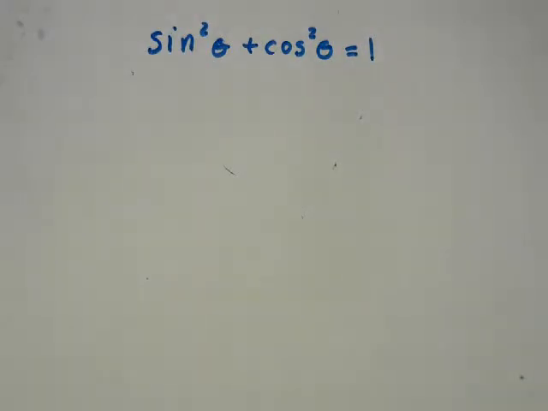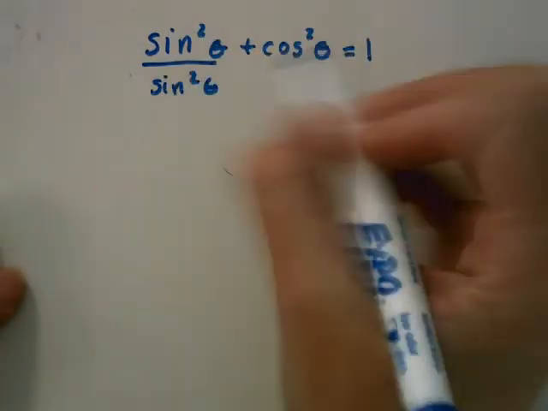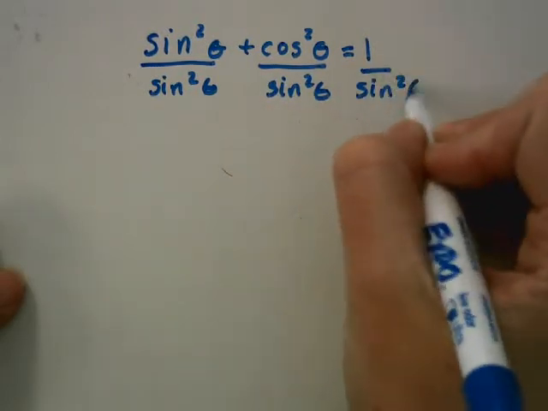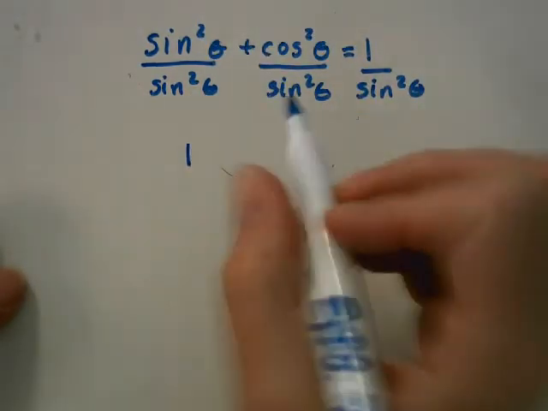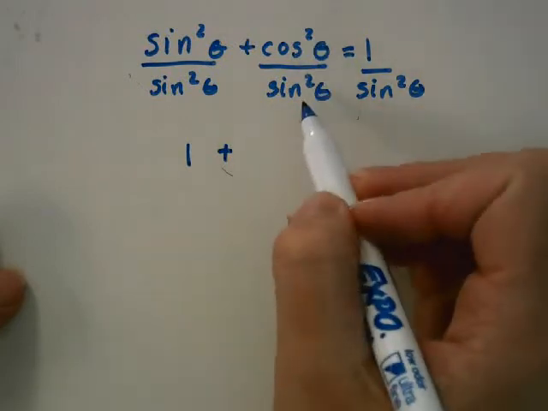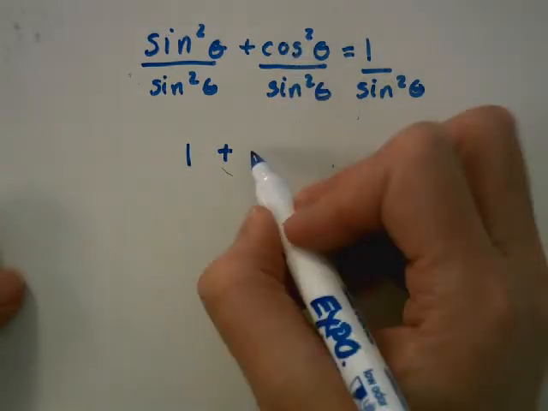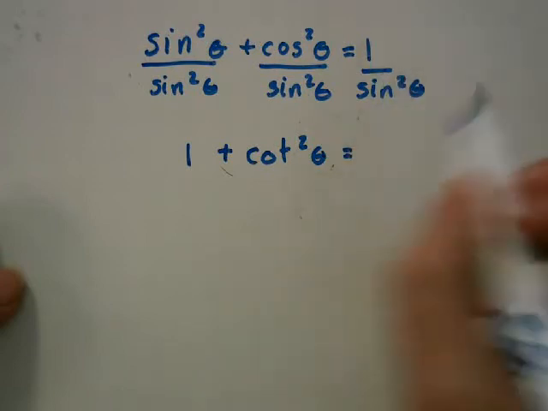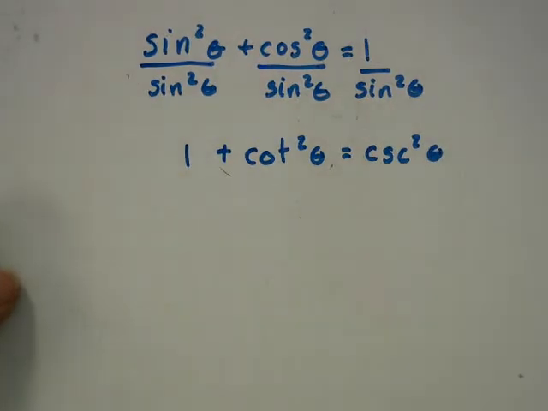So we start with our main identity here, sine squared theta plus cosine squared theta equals 1. And I'm going to divide everything by sine squared theta. When I do that, sine squared divided by sine squared is just going to be 1. Cosine squared divided by sine squared, well, cosine over sine is cotangent, so cosine squared over sine squared is cotangent squared. And then 1 over sine squared is cosecant squared theta. So that's our second one.